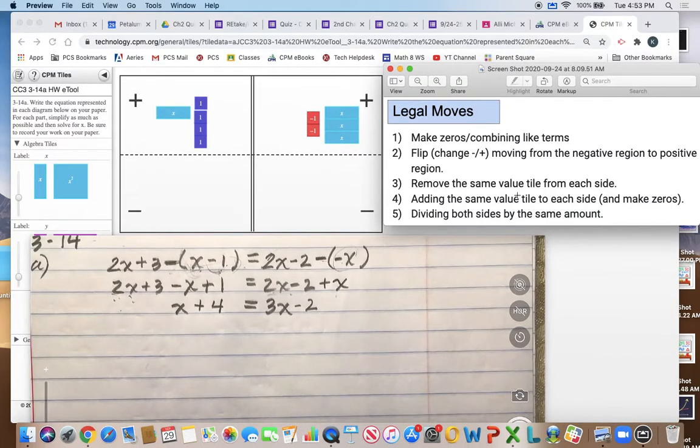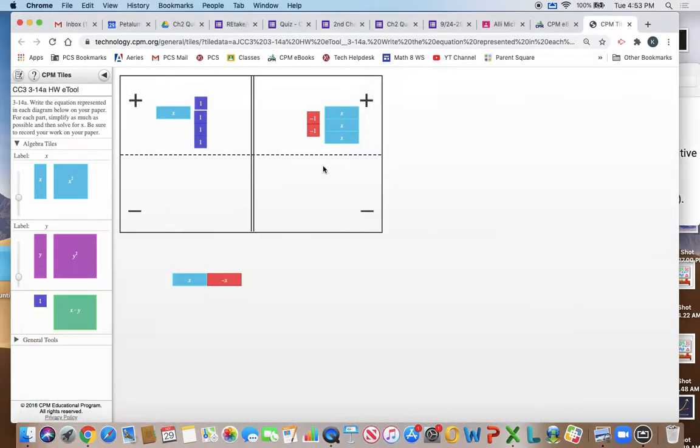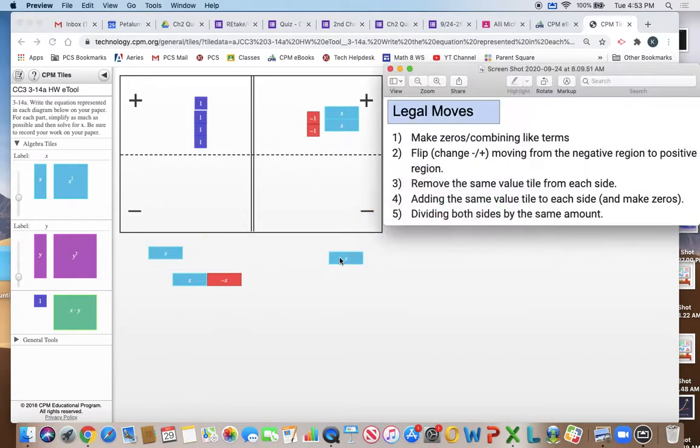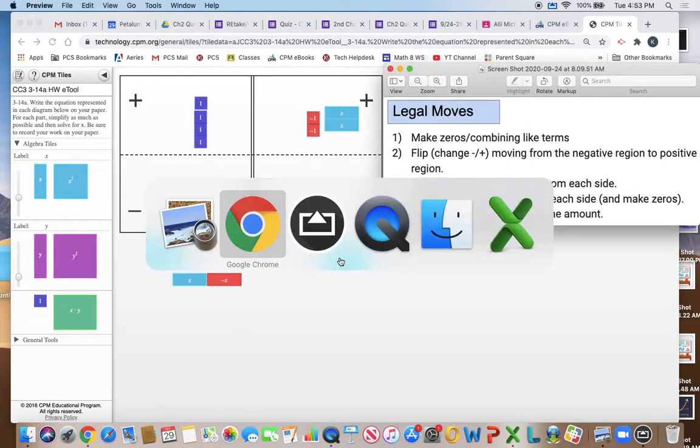We could look at the third thing, which is removing the same value tile from each side, because it looks like we have a positive x on both sides. So let's go ahead and do that. So we've got this positive x we'll take away, and this positive x we'll take away. And so let's see what that looks like on our paper now.